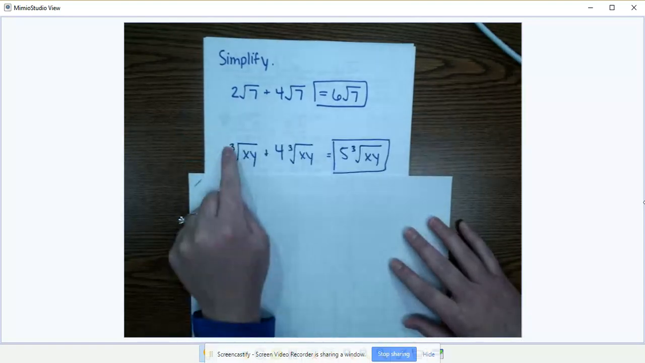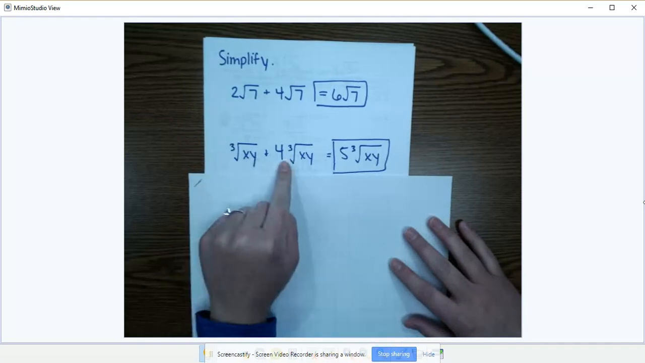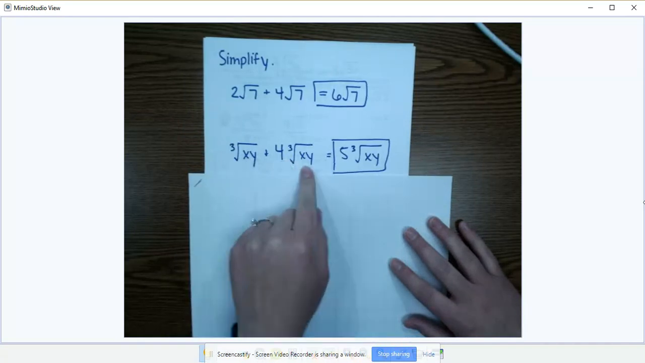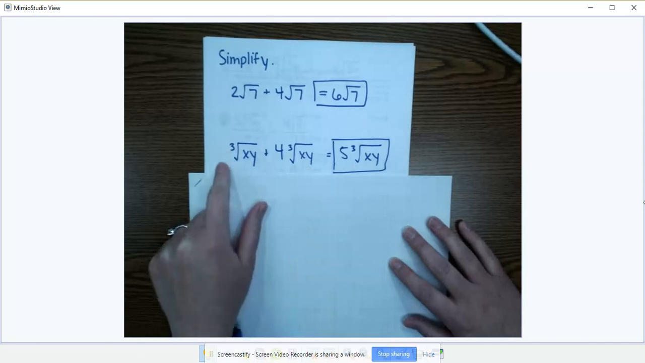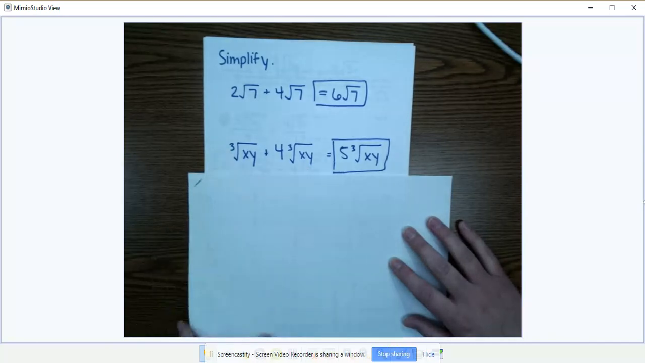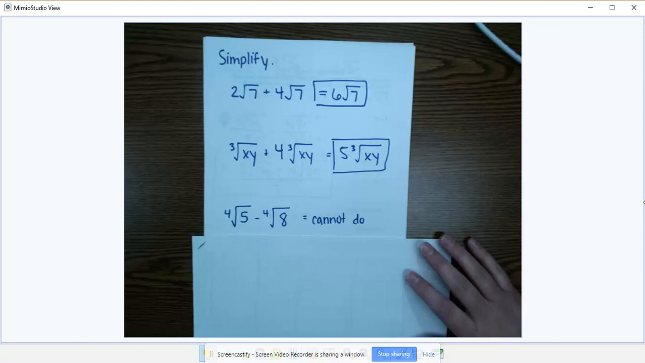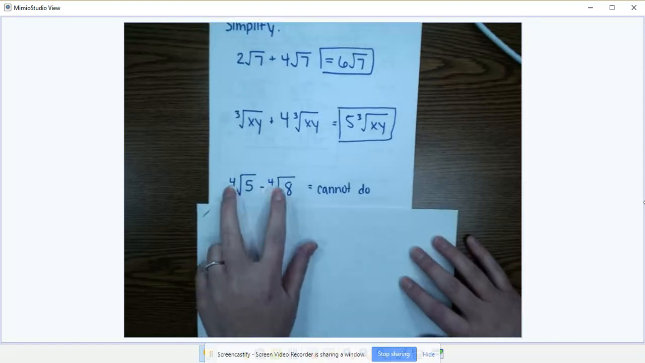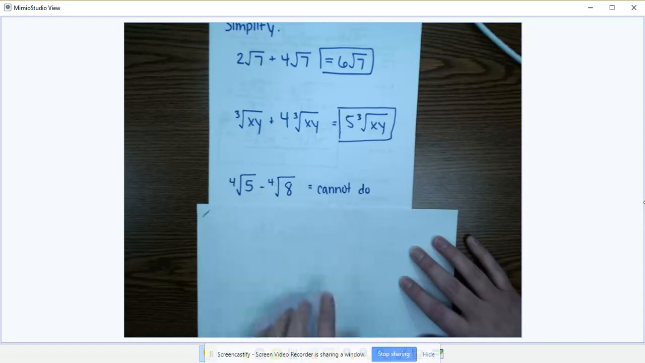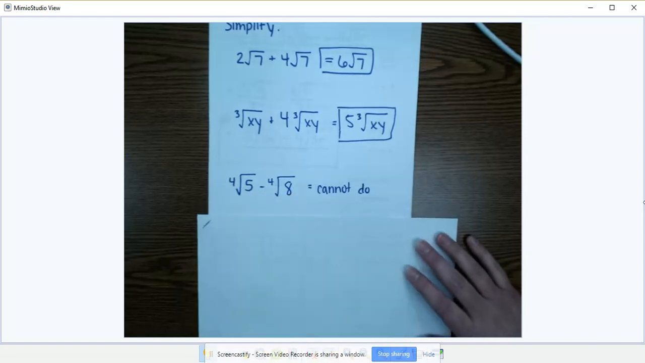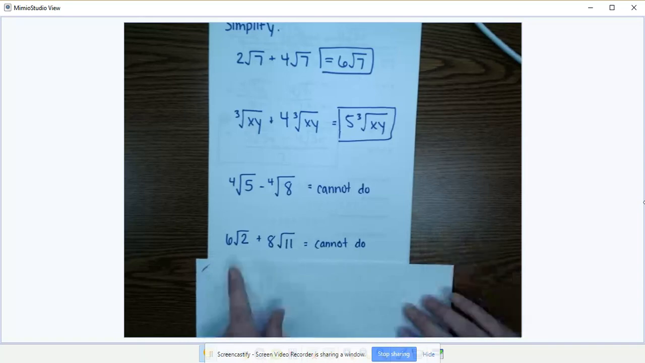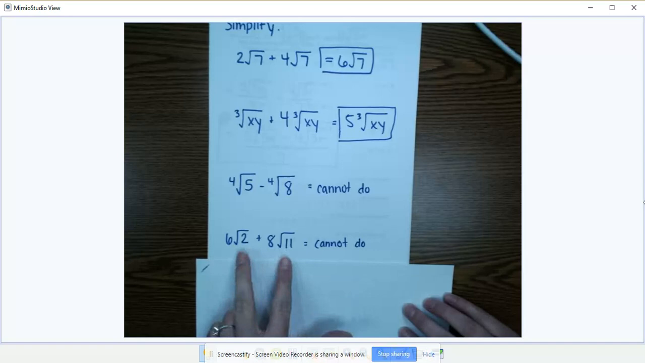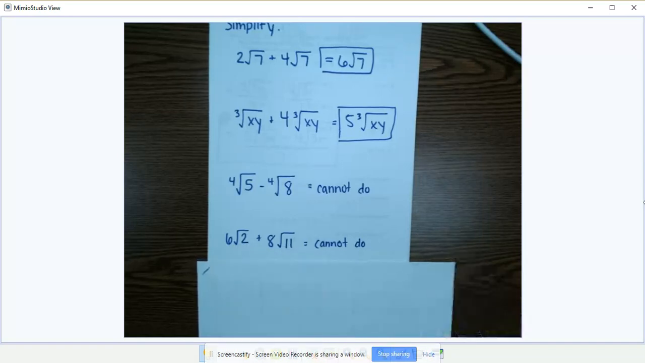Here's another one. Cube root of xy plus 4 cube root of xy becomes 5 cube root of xy. Remember, there's a 1 out in front of this first term. If we have the fourth root of 5 minus the fourth root of 8, they have the same index, but their radicands are different, so we can't combine those. That would be as simplified as possible. Again, 6 root 2 plus 8 root 11, same radical, different radicands. So what's underneath that radical is not the same, so it's as simplified as possible.